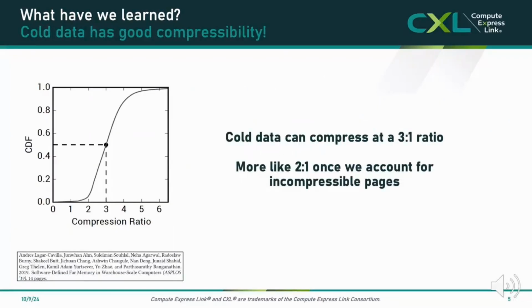This next paper is from Google, and it tells us that cold data has good compressibility. So, of course, not all data is compressible, but across a wide range of workloads, cold data can compress at a 3-to-1 ratio, though it's more like a 2-to-1 ratio once you account for pages that can't be compressed.